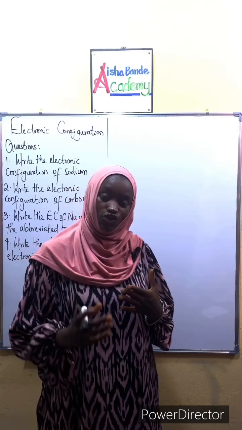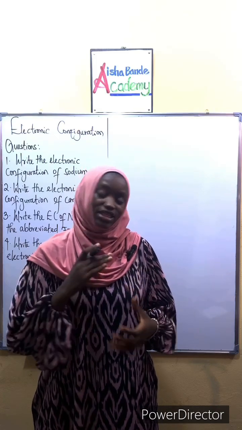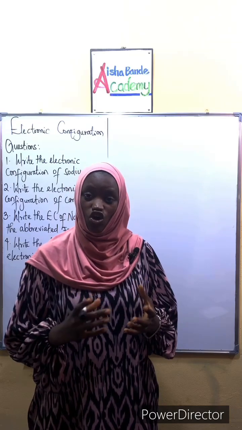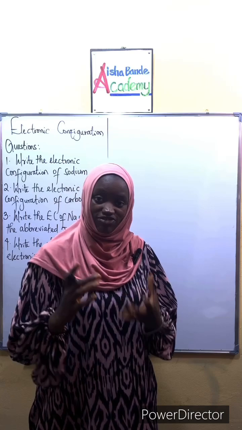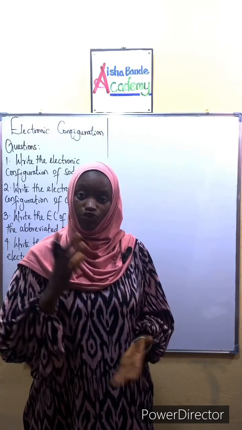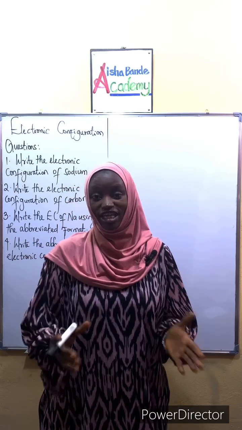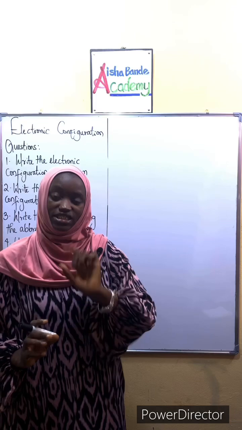Also, under electronic configuration, there's what we call the atomic orbital. The atomic orbital is a region where there is a high probability of finding an electron, which results in having a specific shape for each type of orbital. So now this takes us to the types of orbitals we have under the atomic orbital. We have basically four orbitals: s, p, d, and f.